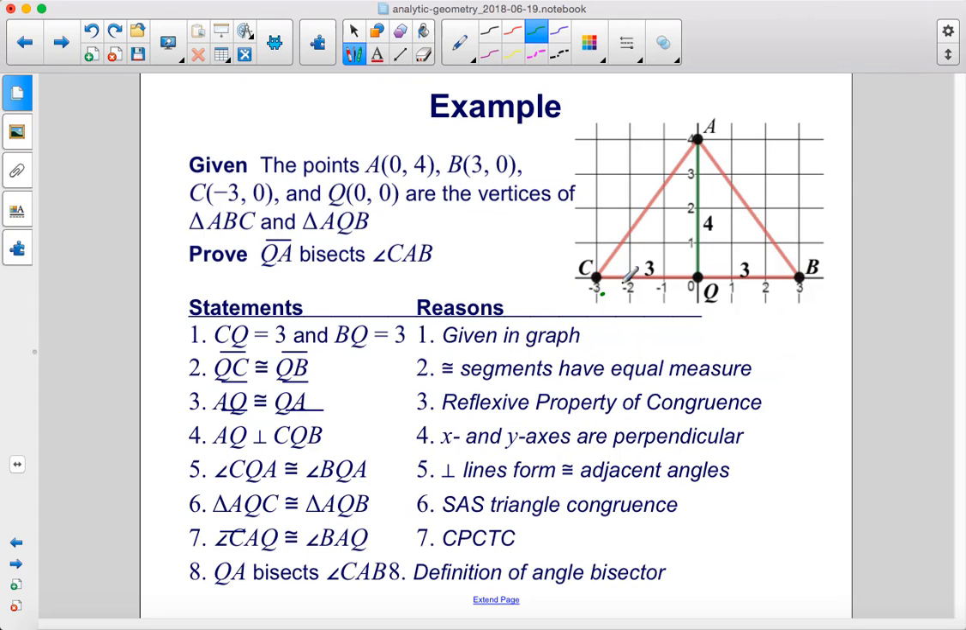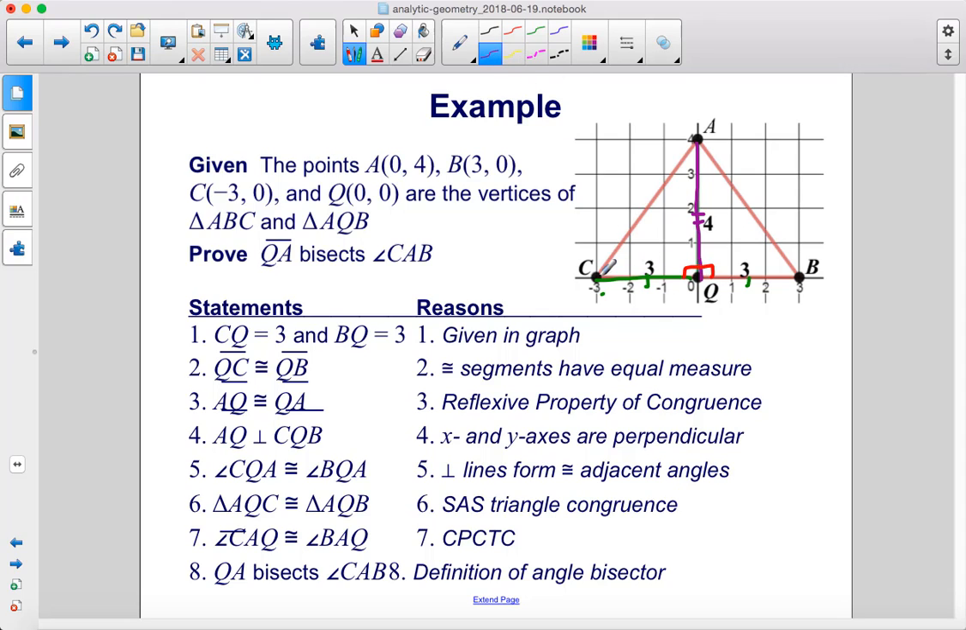Alright, so here's our proof. We see that these sides here are congruent to each other because they both have lengths of 3. We see that this shared side between the two triangles is congruent to itself because of the reflexive property of congruence. We also know that these two segments here are perpendicular to one another because the x and y axes are perpendicular, and perpendicular lines form adjacent angles, so we know that these two angles here are congruent to each other. Therefore, by side angle side congruence, we know these two triangles are congruent.